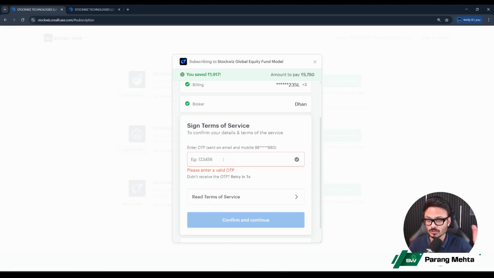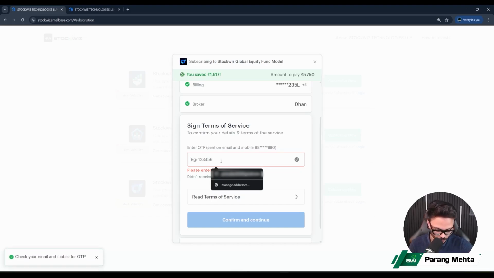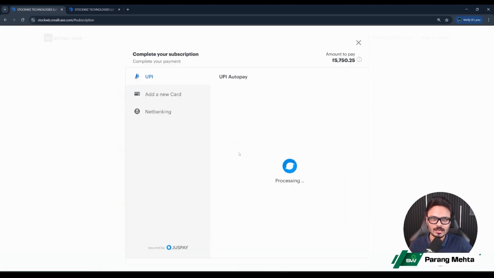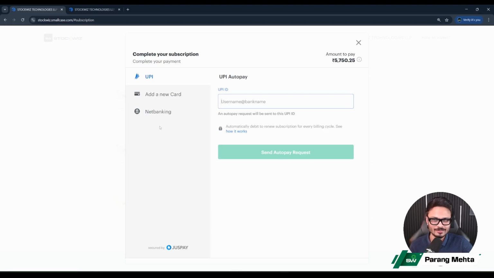You will also receive this OTP on your email and on your mobile number. I'm just going to regenerate the OTP so that I can fill it up for you and showcase what the next step is. So I'm just going to enter the OTP. There we go. And I'll click on confirm and continue. This process is done. Now I can use any mode of payment as per my preference. I can pay with cards, I can also do net banking. I'm just going to add my UPI ID over here, and I am just going to pay.